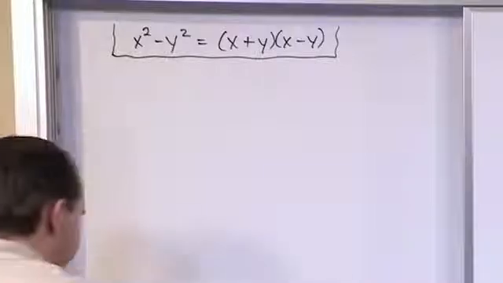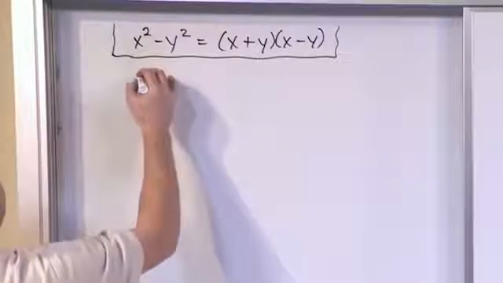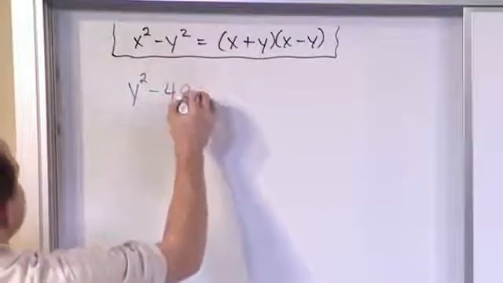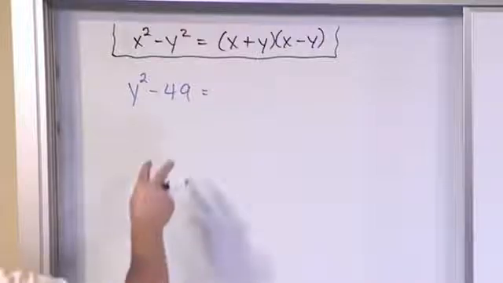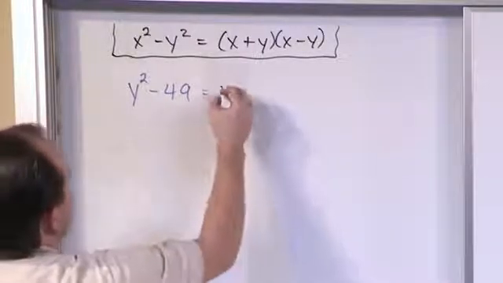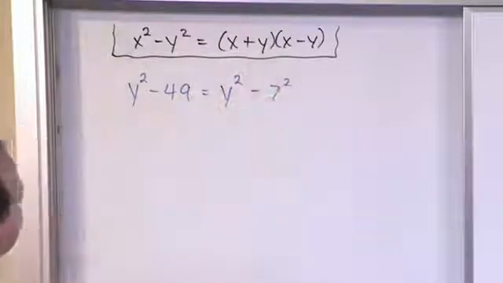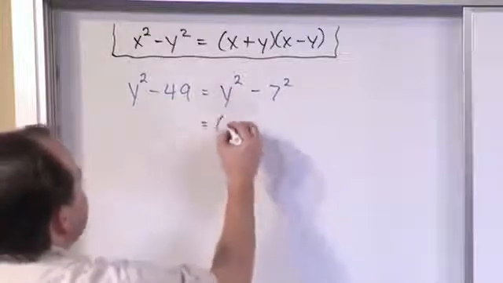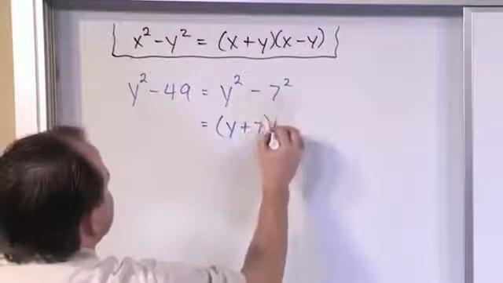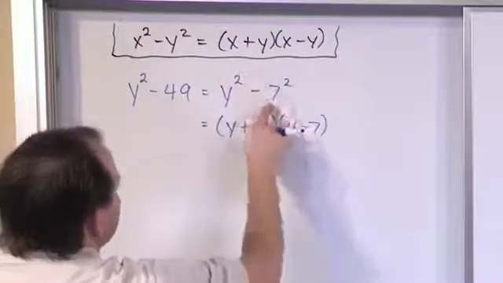Now let's work a problem. What if you have y squared minus 49 and you're asked to factor this? First you might say there's no way I can factor it, but then you realize 49 is a perfect square. So you can rewrite this as y squared minus 7 squared, because 7 times 7 is 49. You have a difference of two squares. You can write the answer immediately: y plus 7, y minus 7.